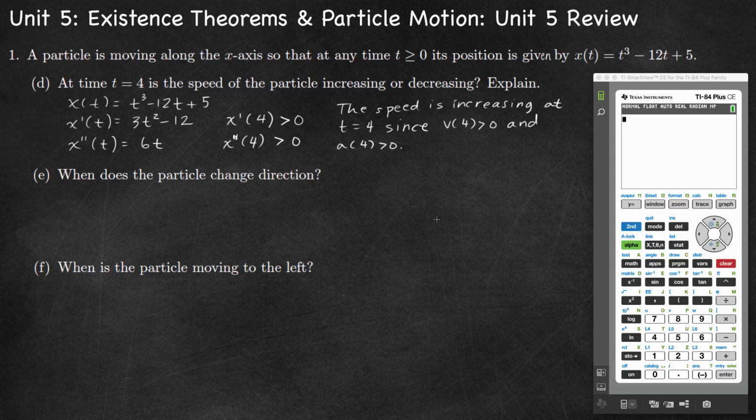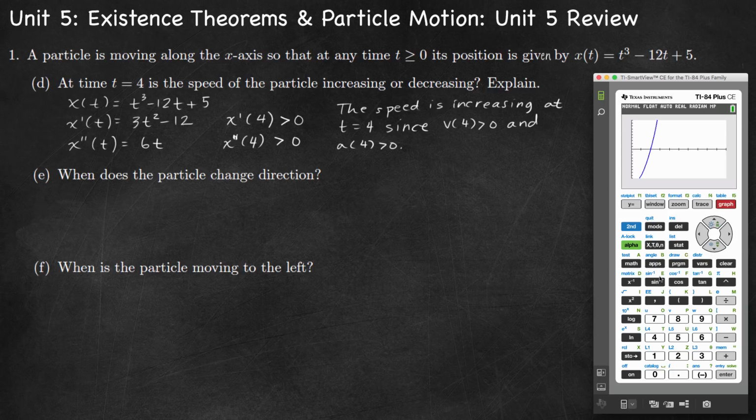Part E, when does the particle change direction? There's a couple of ways I can go about finding this. I can just work with my position equation. If I want to know when the particle is changing direction, it's when my position changes from increasing to decreasing or decreasing to increasing. I find it a little bit easier to work with the velocity equation. So I'm going to clear out my position equation and enter my velocity equation instead, and that is 3t squared minus 12.